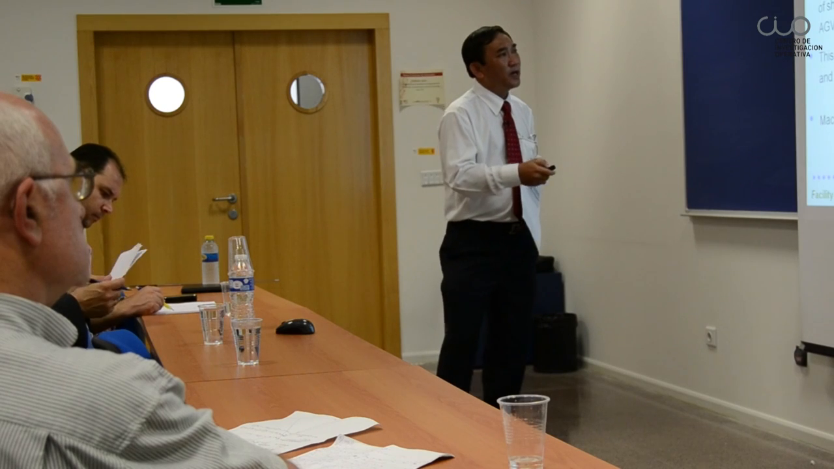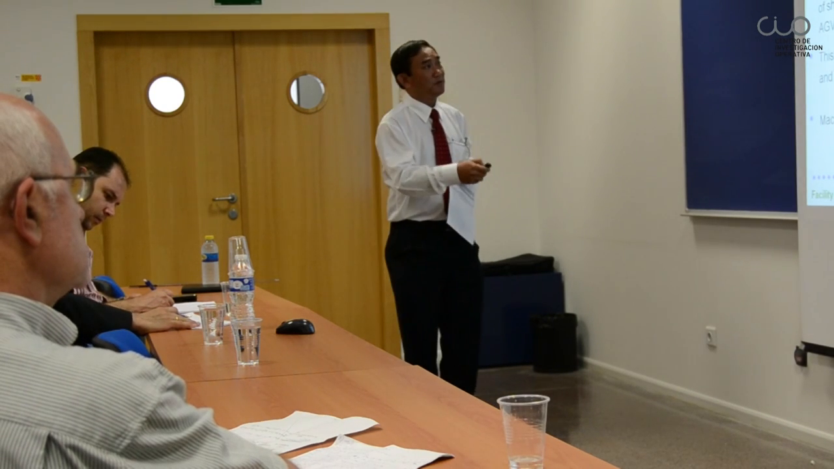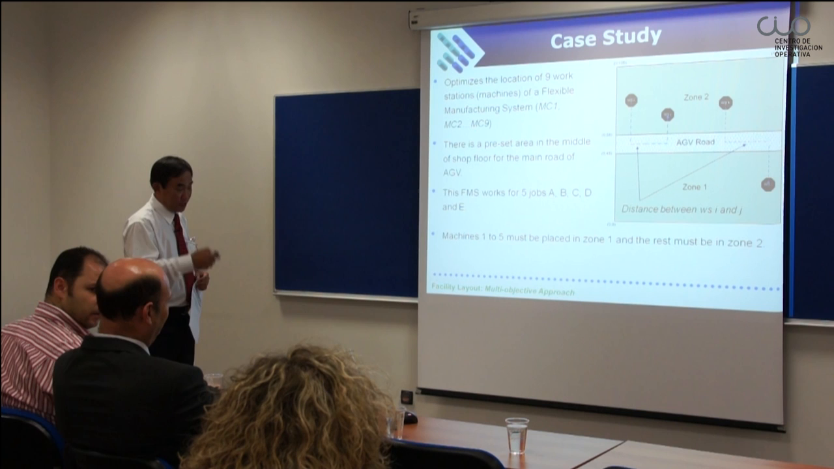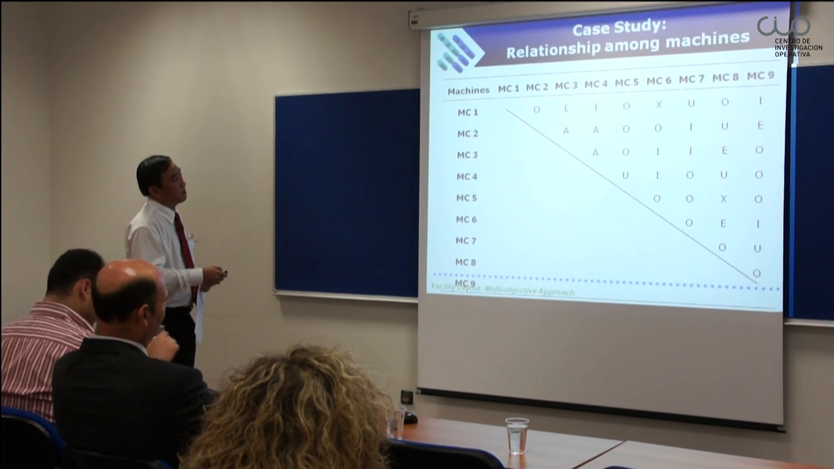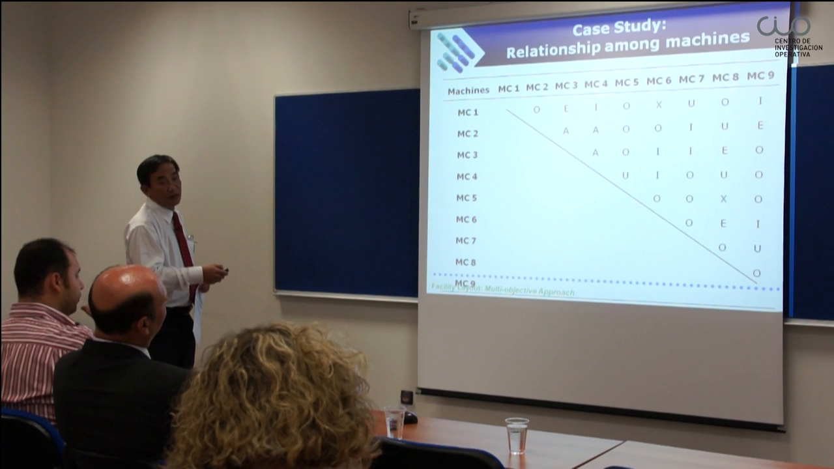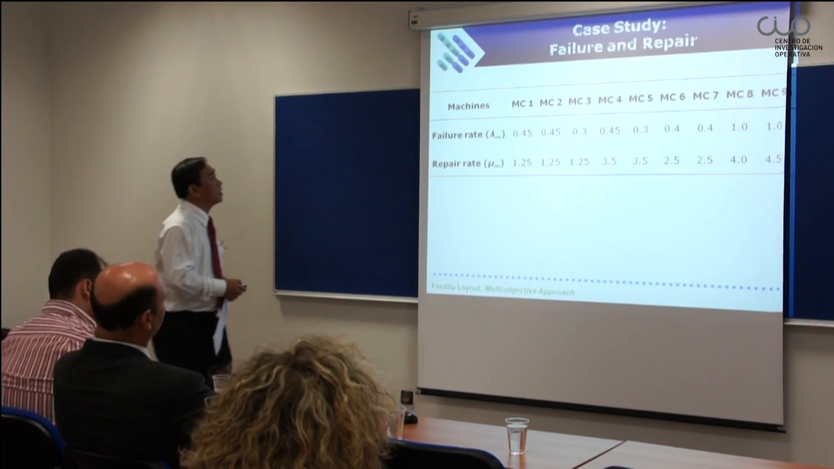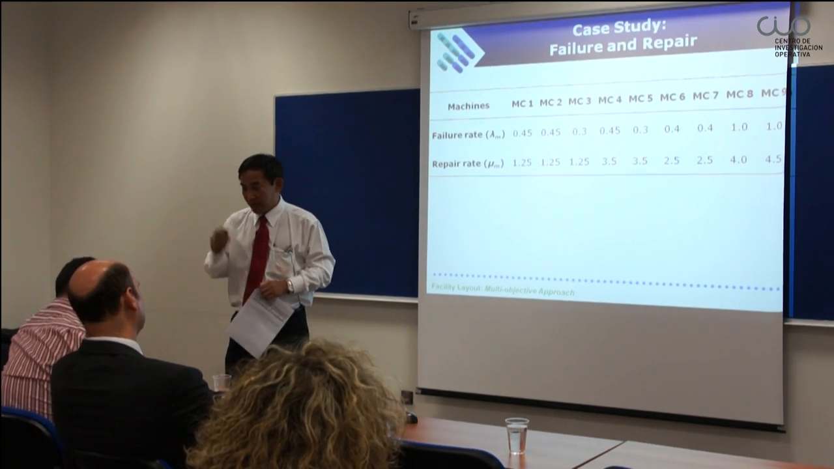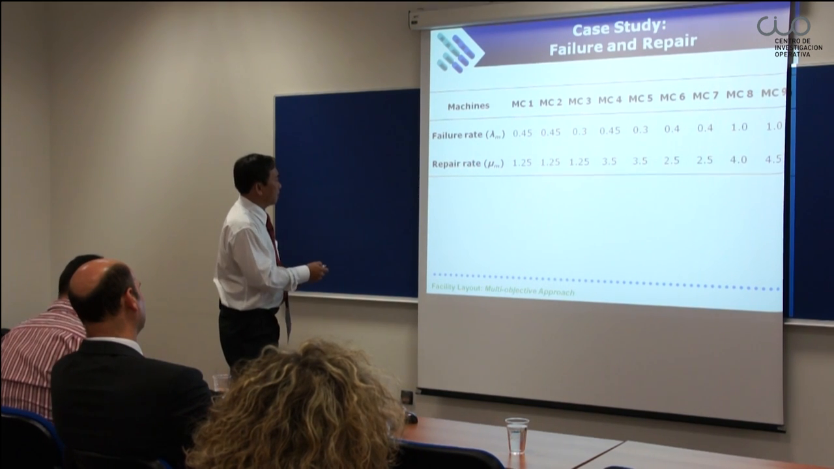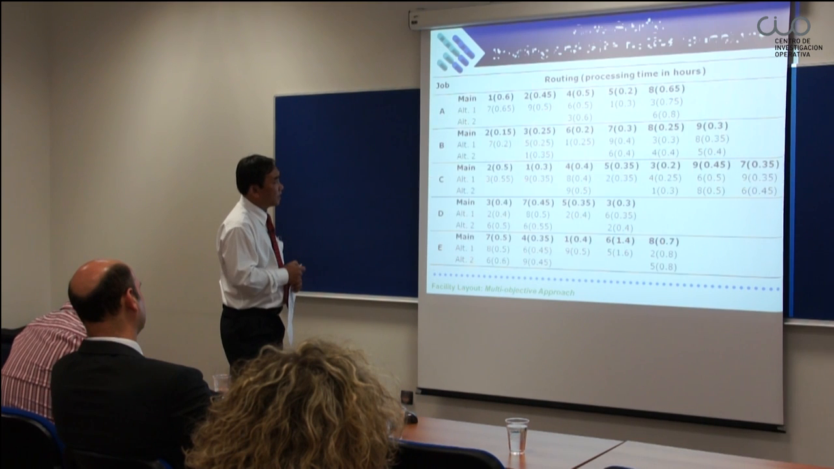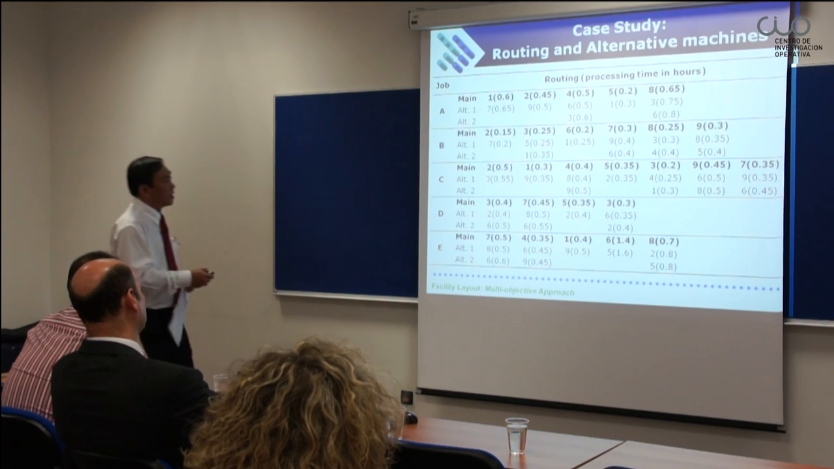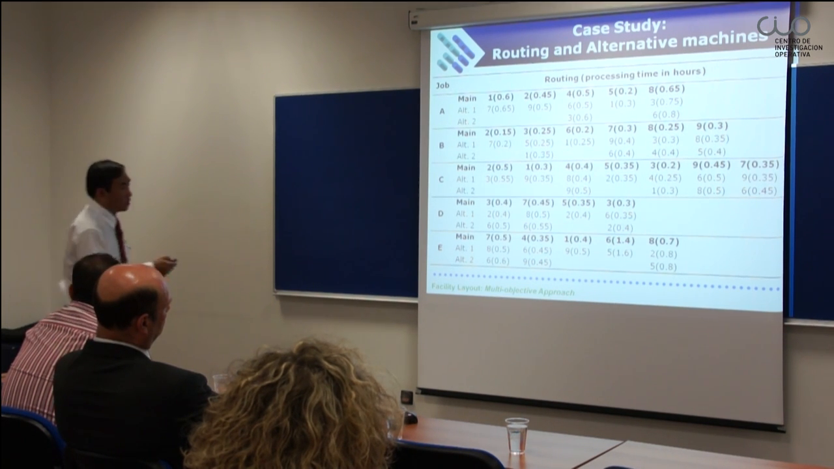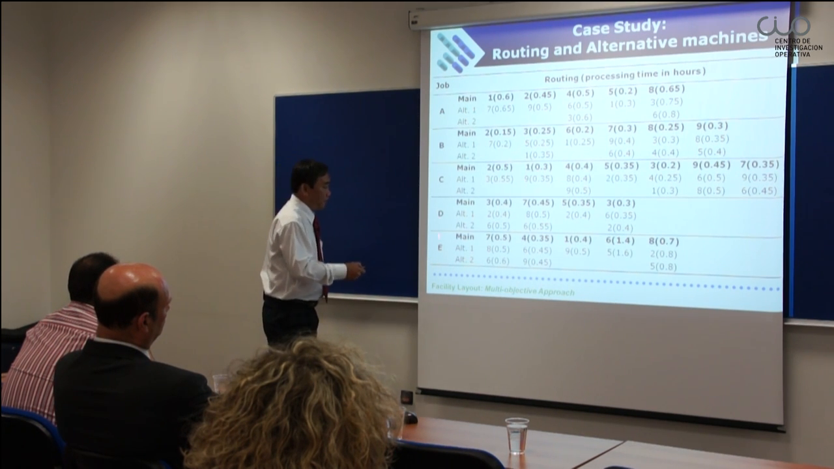I show this with a clear example that I have 9 machines together in an FMS with some conditions for constraints, and this one is the relationship among the 9 machines. Based on the given status of the machine, I recompute the availability. And this one, my production has to do some work in order to produce 1, 2, 3, 4, 5 products.